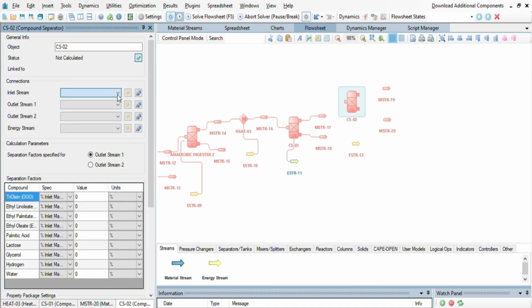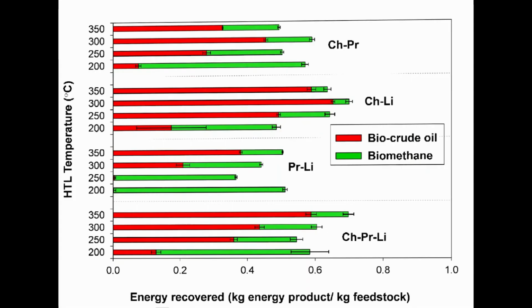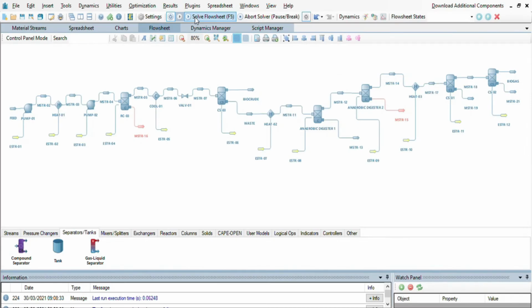We processed the data by taking different composition of feed and got different amounts of products from it. The production of biocrude and biomethane varies depending on the temperature conditions of HTL reactor, as shown in these two graphs. As we all know, anaerobic digestion takes at least a month to produce biomethane, but in our method of processing, the aqueous phase is broken down in just a week and biomethane is generated.